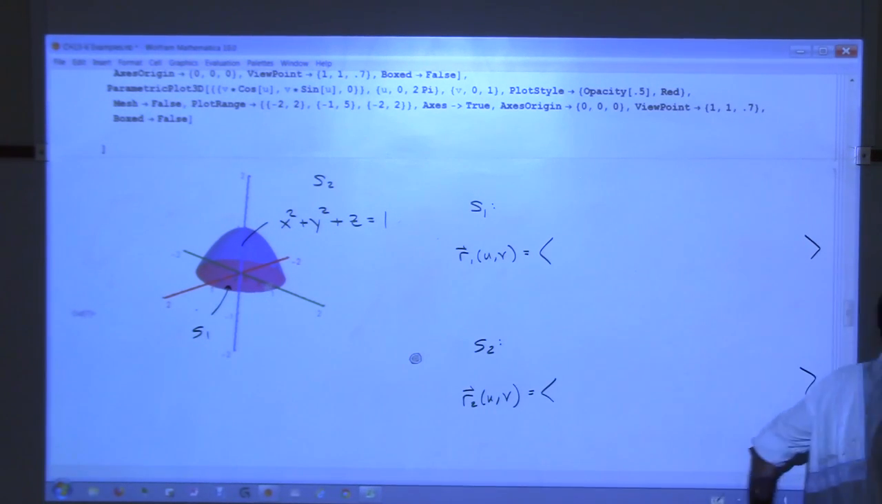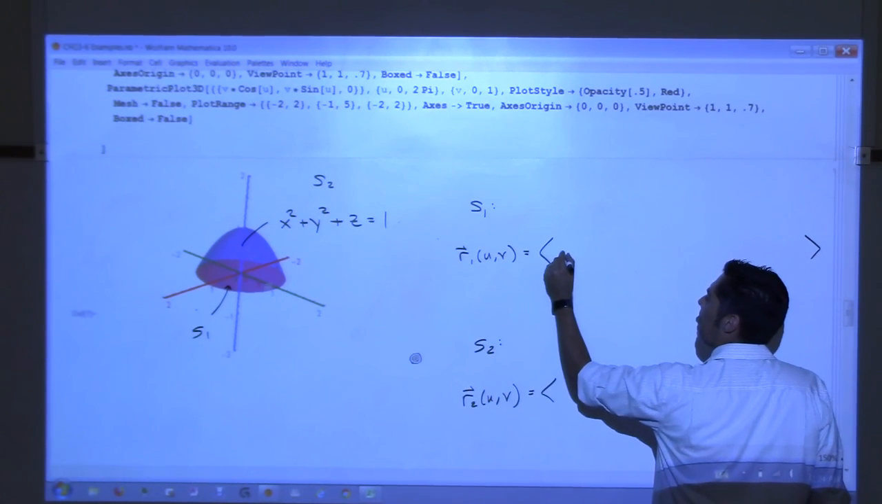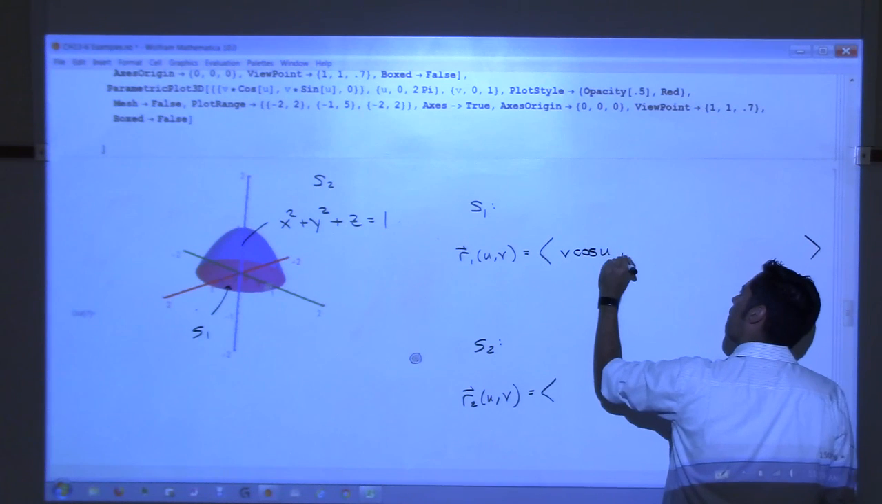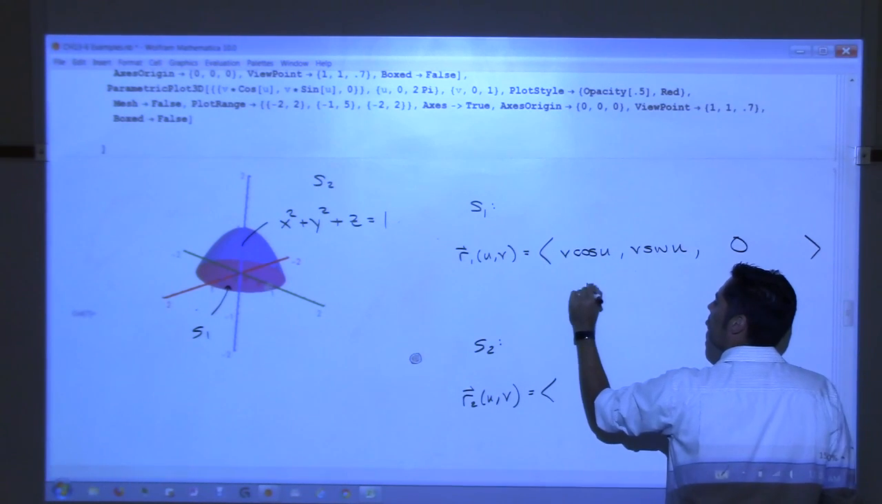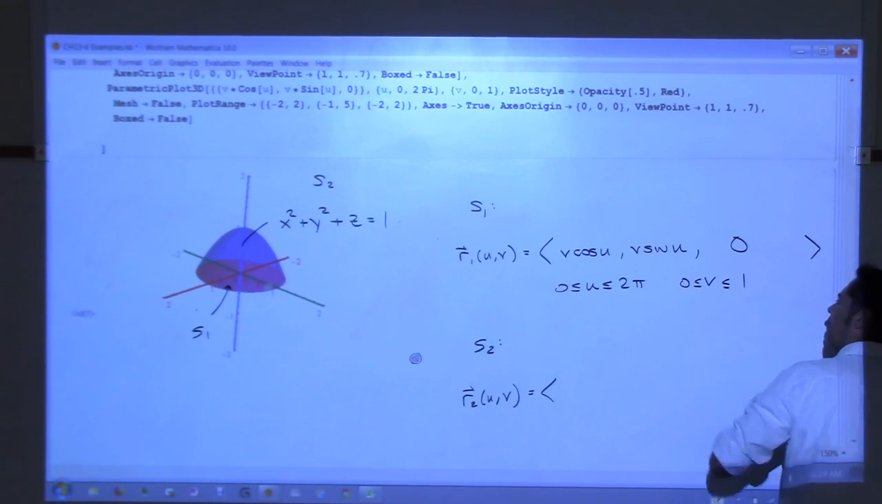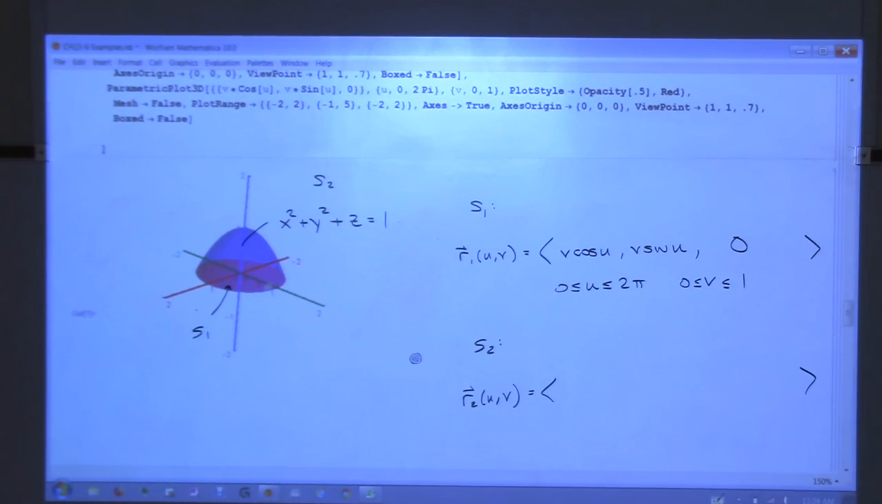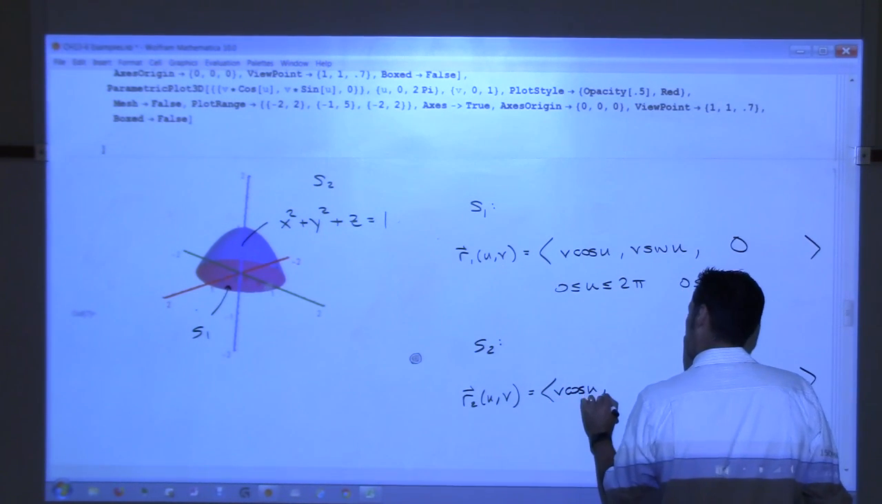These should look very similar, right? Did y'all get that for S1? Okay, what's the difference between S1 and S2? There's only one difference. The Z component is a different function, right? The X and Y components are exactly the same. So v cosine u, v sine u.